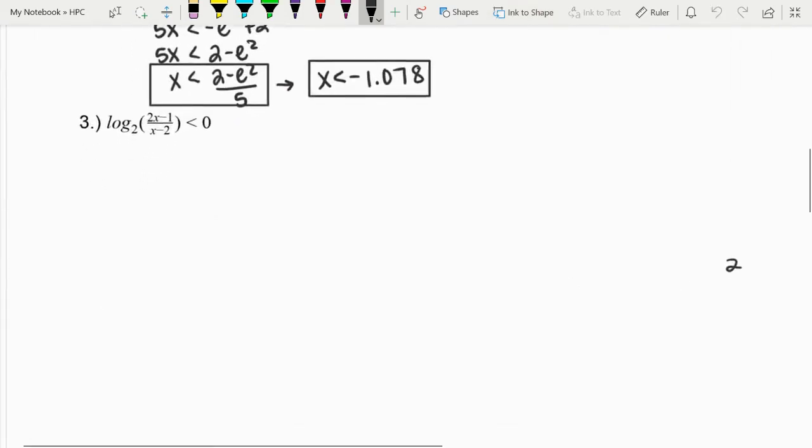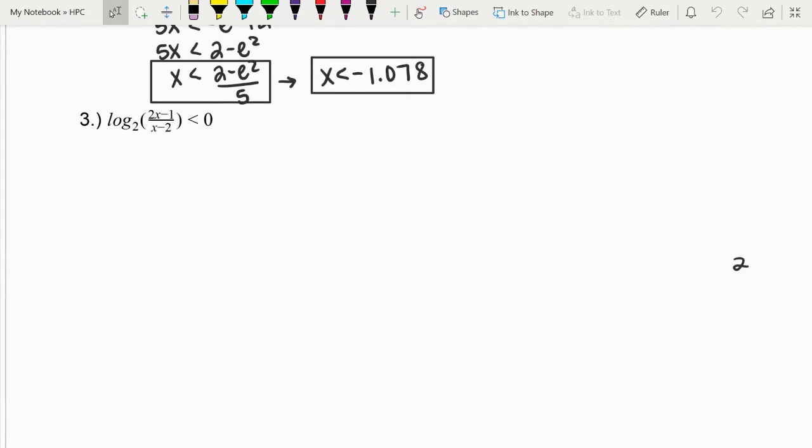Number 3, we have log base 2 of (2x minus 1) divided by (x minus 2) is less than 0. It's important to note that the logarithm of a fraction is going to give us a negative number. So the log of a fraction is negative, and that's important to note since we have that it is less than 0.